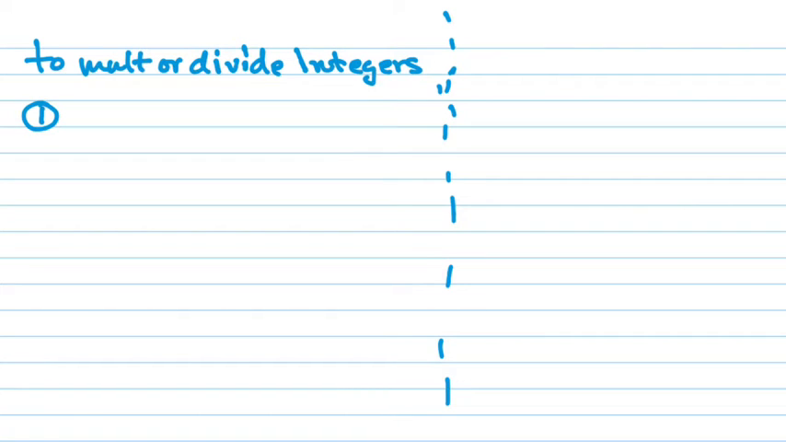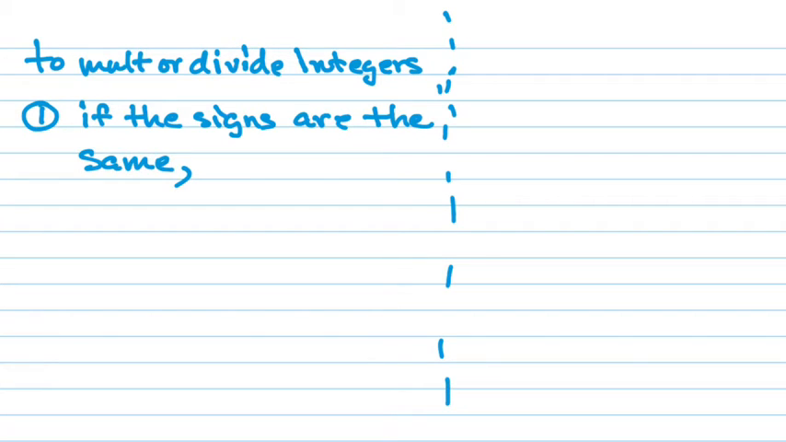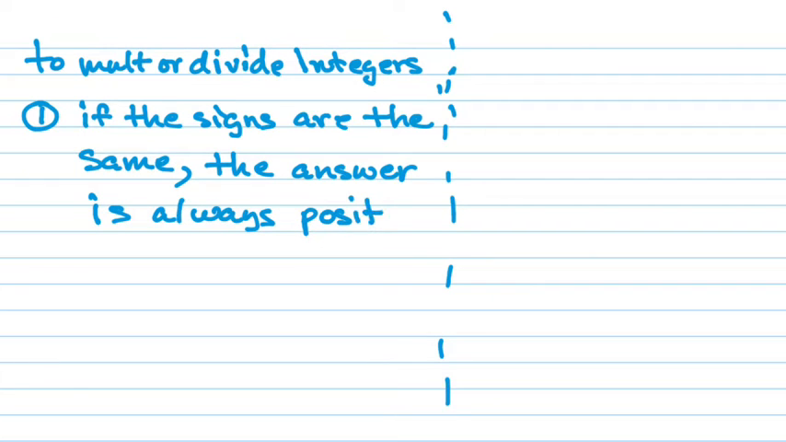First off, if the signs are the same, so both of the numbers you're working with are either both positive or both negative, the signs are the same. So just like last time, same exact start to the sentence: the answer is always positive. So there's where it's different. If the signs are the same, the answer is always a positive.